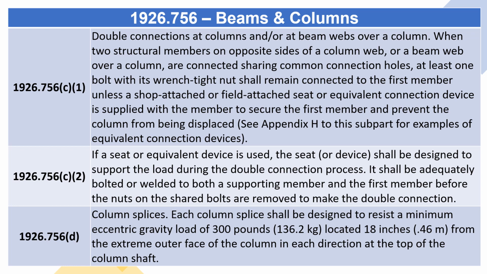1926.756 C2. If a seat or equivalent device is used, the seat or device shall be designed to support the load during the double connection process. It shall be adequately bolted or welded to both the supporting member and the first member before the nuts on the shared bolts are removed to make the double connection. 1926.756 D. Column splices. Each column splice shall be designed to resist a minimum eccentric gravity load of 300 pounds, 136.2 kilograms, located 18 inches, 0.46 m, from the extreme outer face of the column in each direction at the top of the column shaft.